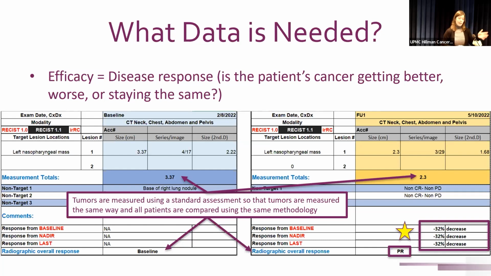On the left, we have a baseline scan. Our measurement is 3.37. And on the right, we have a follow-up scan. That's 2.3. So that disease has gotten smaller. We have a standard system we use again to determine what that response is, and in this example, it would be a partial response. This, again, is how we're determining how the patients are doing. So we compare this across all patients on that study to determine the overall effectiveness of that treatment.